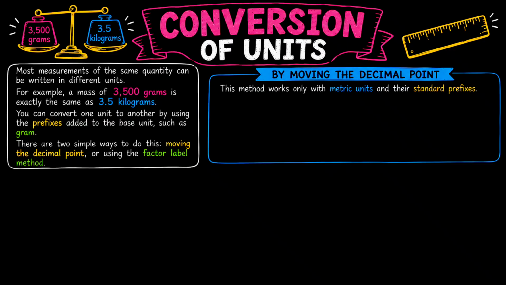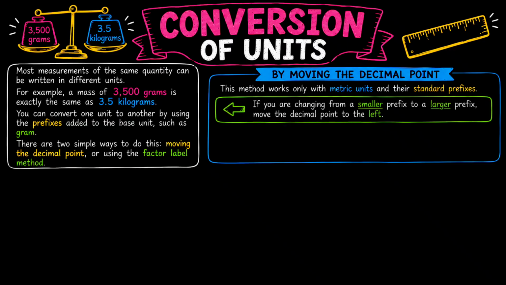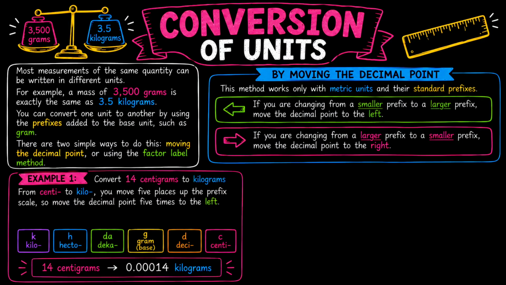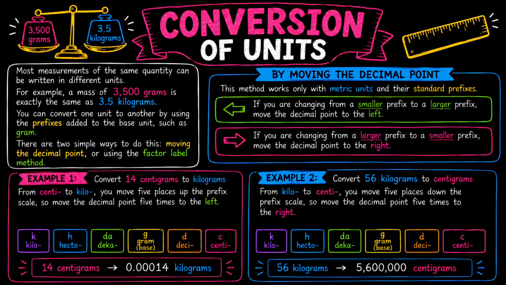The key rule is, if you are changing from a smaller prefix to a larger prefix, move the decimal point to the left. If you are changing from a larger prefix to a smaller prefix, move the decimal point to the right. Example 1. Convert 14 centigrams to kilograms. From centi to kilo, you move 5 places up the prefix scale, so move the decimal point 5 times to the left. 14 centigrams, 0.00014 kilograms. Example 2. Convert 56 kilograms to centigrams. From kilo to centi, you move 5 places down the prefix scale, so move the decimal point 5 times to the right. 56 kilograms, 5,600,000 centigrams.